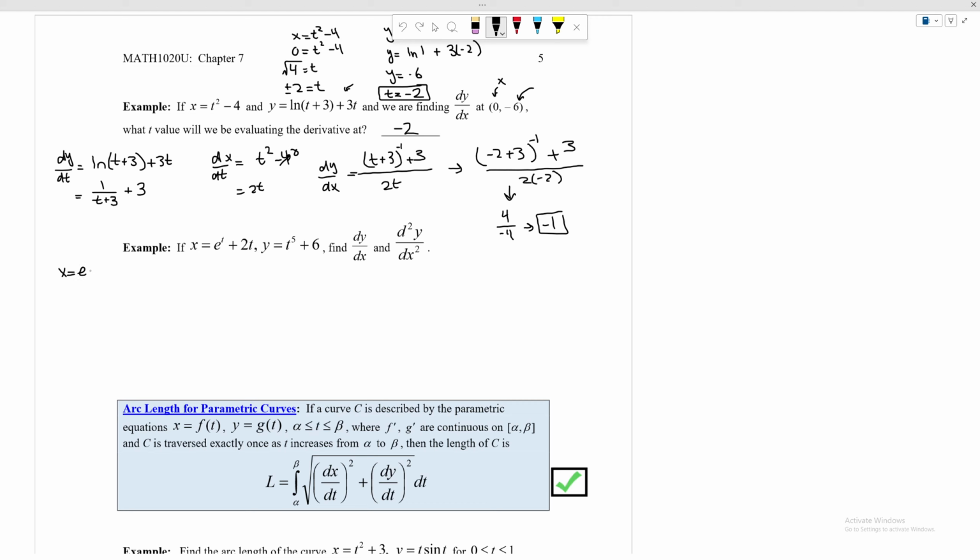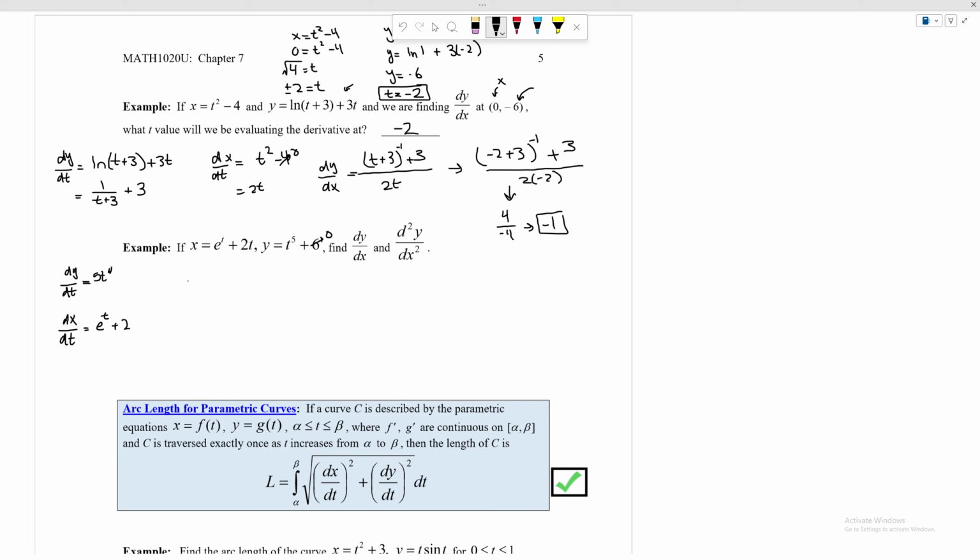I don't know why I'm rewriting that. I still need my dy and dx. So let's get my dy and dx. So my dy/dt equals t^5. I'm just going to differentiate this right away. So your 6 goes to 0, and your t^5 just becomes 5t^4. And my dx/dt, e^t, when you differentiate e^t, it stays the same. And when I differentiate this, it's just plus 2.